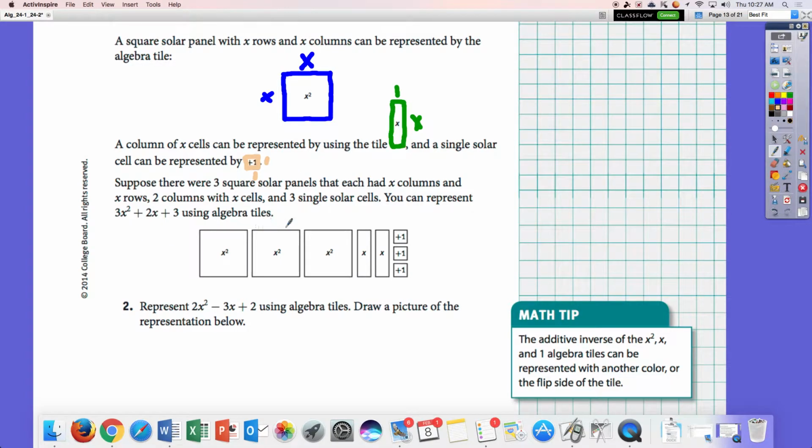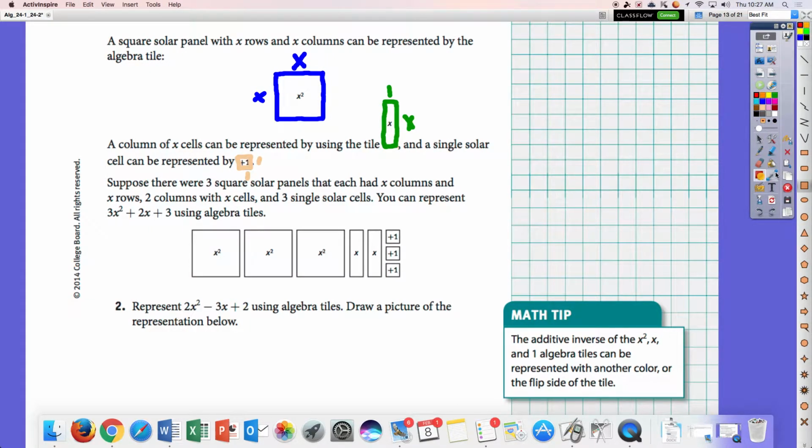So let's suppose that there are 3 solar panels, each had x number of columns and x rows, 2 columns with x cells, and 3 single solar cells. Lots of words. So we could represent these using algebra tiles. And I know it's written here in your book, guys, but I want you just to have the physical representation in front of you. So find your squares to help set this up in front of you.